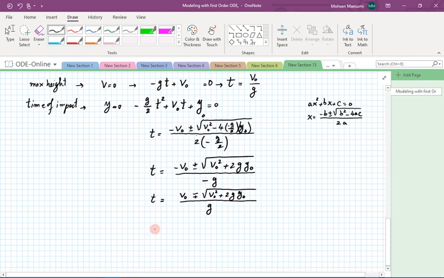So from that point of view, we know that the answer here is v0 plus the square root of v0 squared plus 2gy, over g.